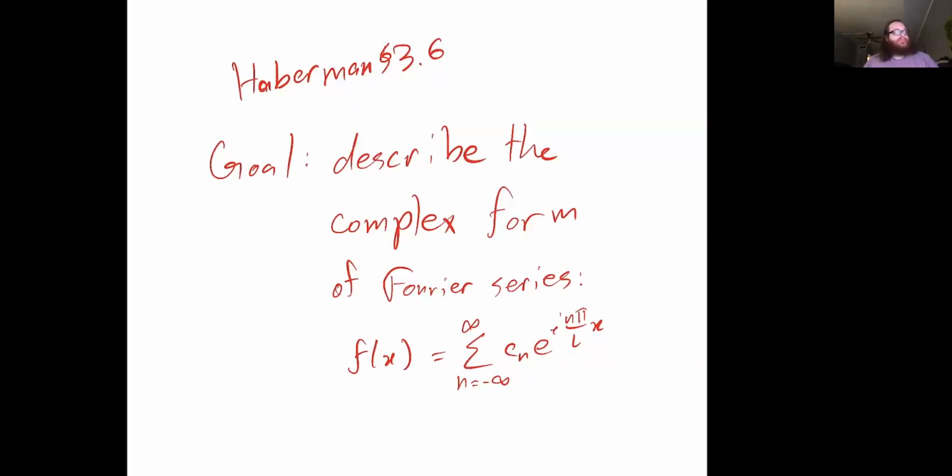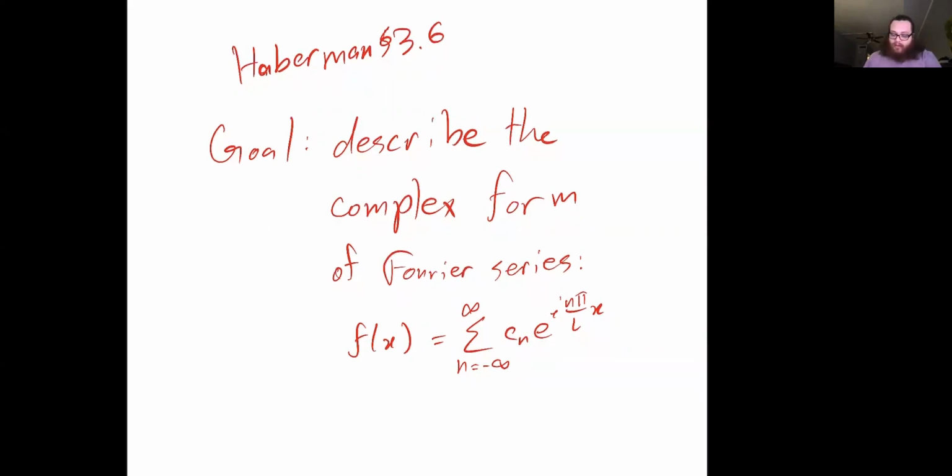Hello. So in this video, we're going to be talking about Haberman's section 3.6. And the goal of this section is to describe and work with and get a feel for the complex form of Fourier series. And here, when we say complex, we mean in the sense of complex numbers.